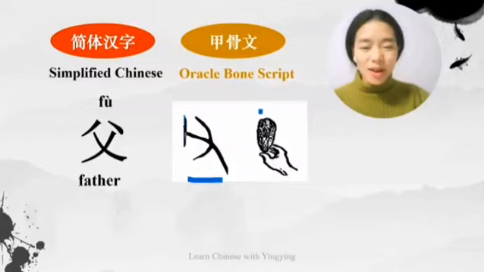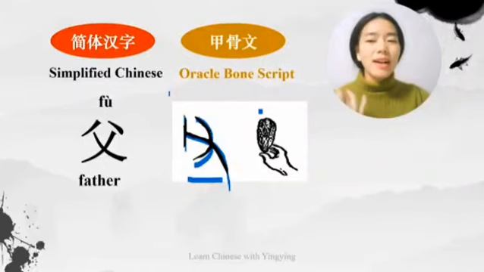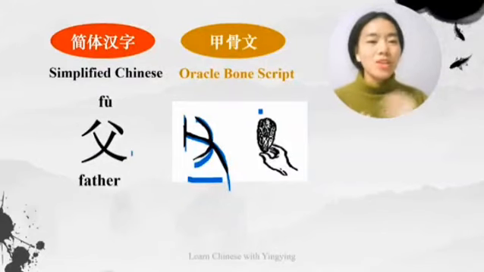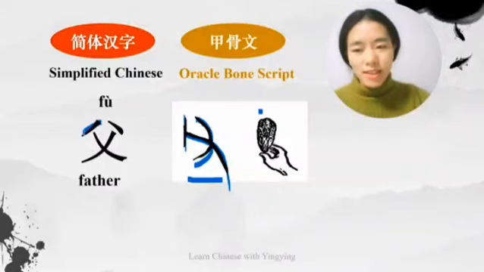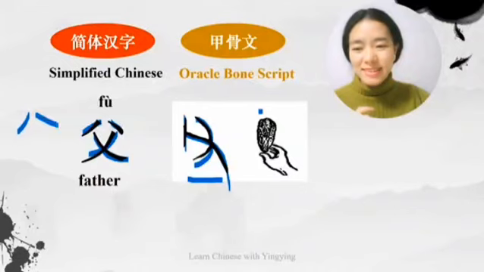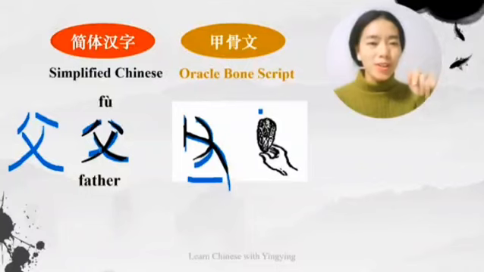And do you see here, this one represents a stone, and this is the hand. And the simplified Chinese normally is more neat and square than the oracle bone script, but you can see the shape of them are still very similar. Okay, now let's write it together. So this is the word 父. 父, it means father.